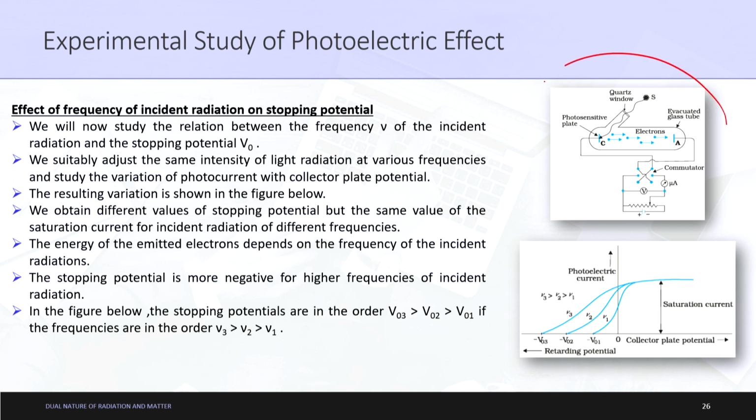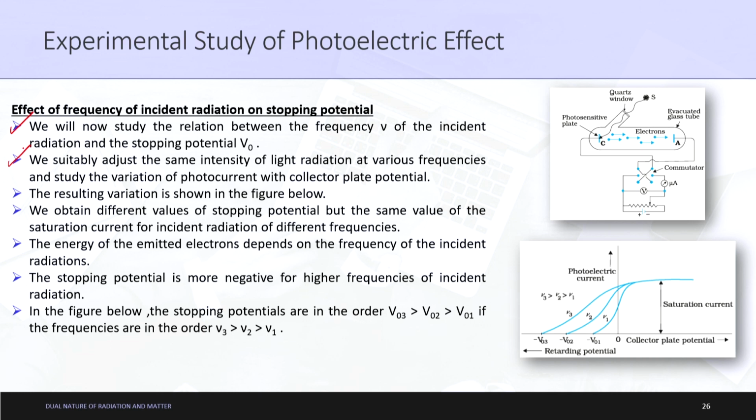This diagram is the same only. We will today try to understand what is happening in this sequence here. First of all let me start reading carefully. We will now study the relation between the frequency nu of the incident radiation and the stopping potential V naught. In the previous discussion we understood the relation between the intensity of the incident radiation and the stopping potential V naught. Today we will try to understand the relation between the frequency of the incident radiation and the stopping potential V naught.